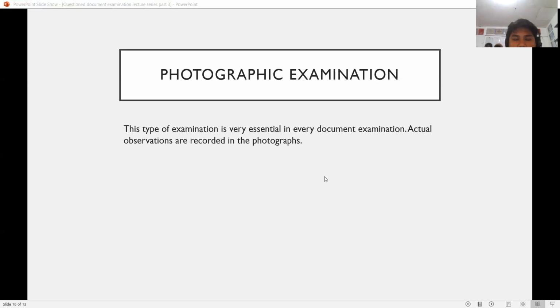Next, we have the photographic examination. So this type of examination is essential in every document examination. And actual observations are recorded in the photographs. That's why, as a document examiner, a member of the forensic group, you need to have a camera with macro lens to capture the handwriting sample and enlarge the same for court presentation. Okay, so you need a camera with macro lens. Okay.